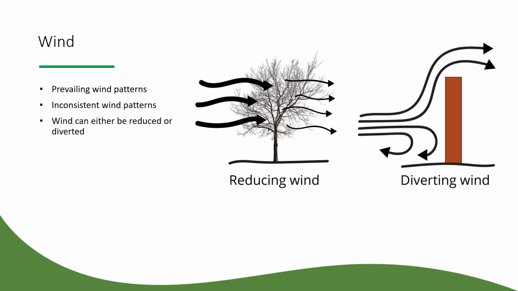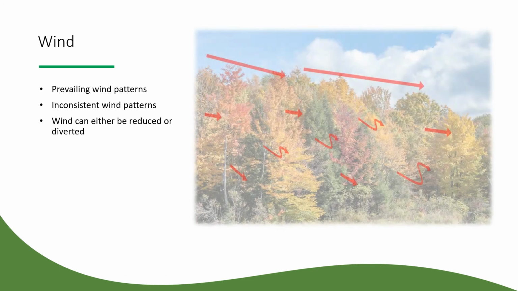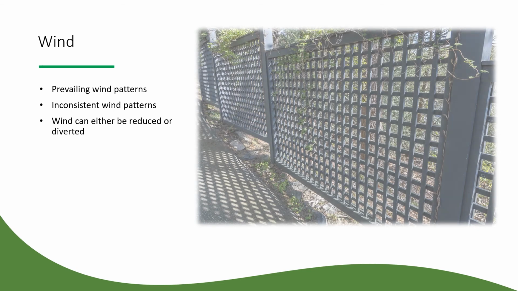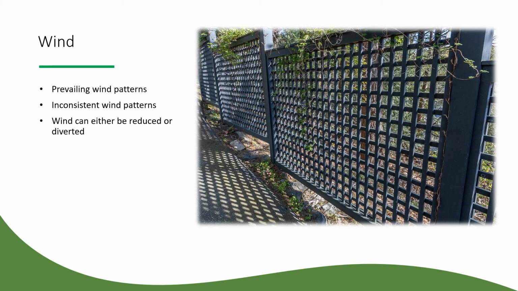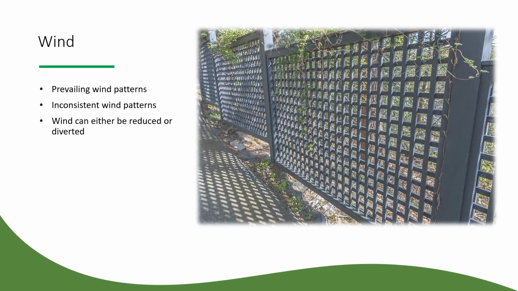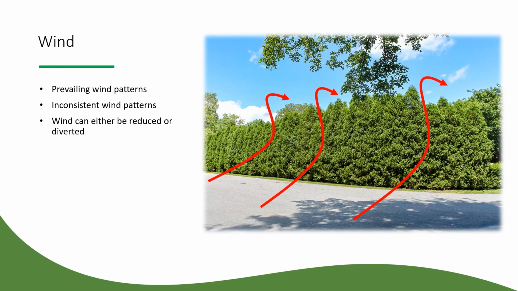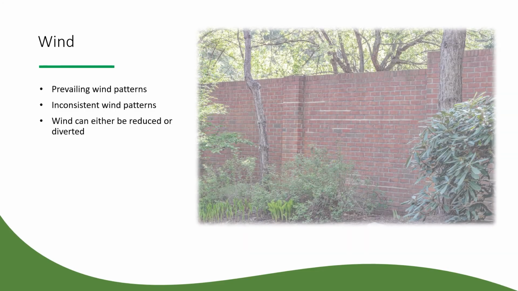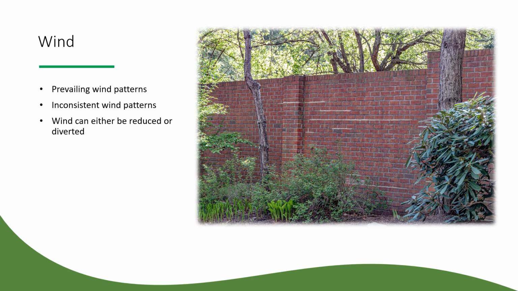Wind can either be reduced or diverted. Reducing wind requires structures that filter the wind. Trees, shrubs, and structures such as lattice, when placed properly, do this well. Thick groups of trees or shrubs with dense foliage will divert the wind rather than reduce its velocity. So will structures like buildings, fences, and walls, which are discussed in the next segment.